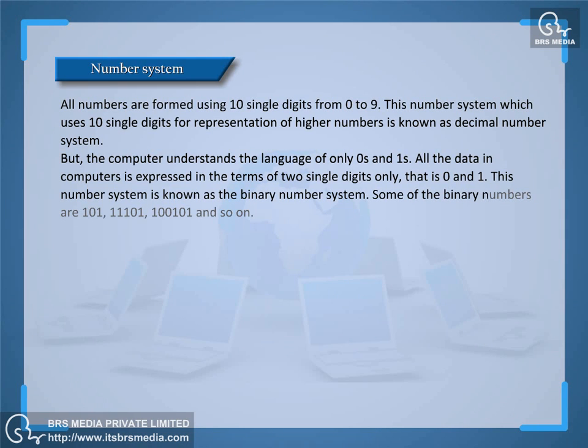Some of the binary numbers are 101, 11101, 100101, and so on.